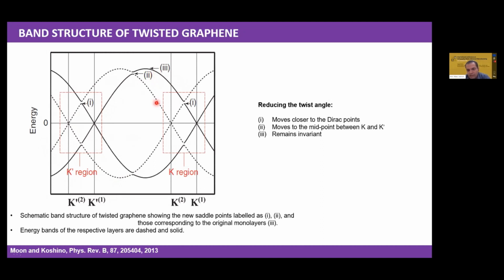And as the twist angle is changed, the position of the Van Hove singularities can be continuously tuned from one end to the other. That is, the point 1 moves closer to the Dirac point when the twist angle is 0. These two band structures get overlaid on top of each other, and 2 moves close to the midpoint, that is the M point, and 3 remains wherever it was.